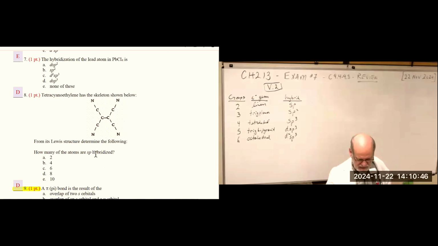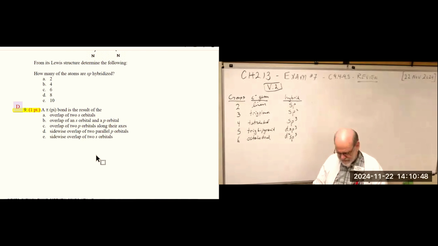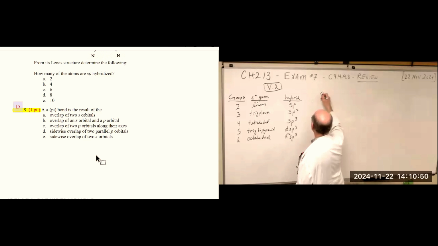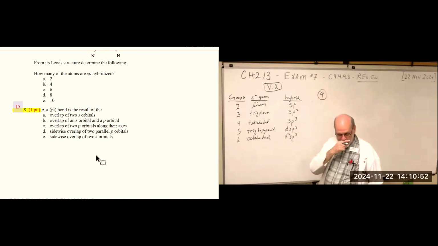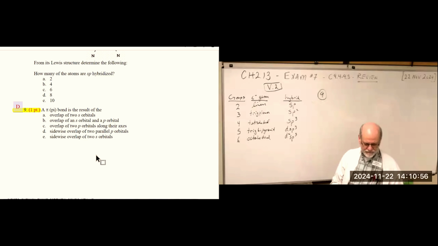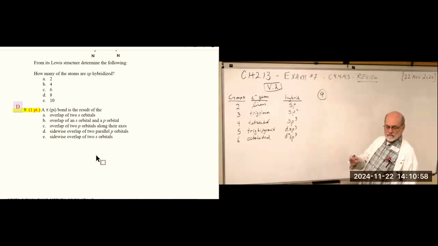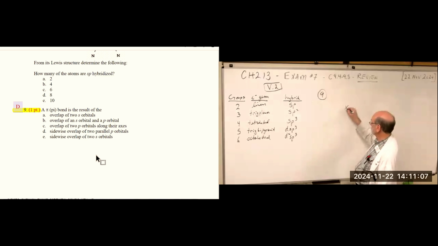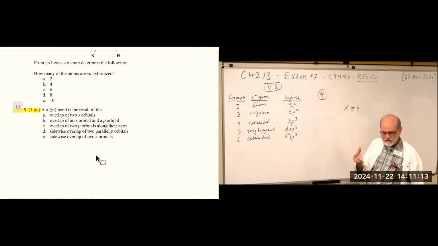Okay, now the next highlighted one, number 9. A pi bond is the result of, remember how we get a pi bond? First of all, if you've got 2 atoms bonded together, you start with a sigma, right? There's your sigma. It's on axis between the atoms.